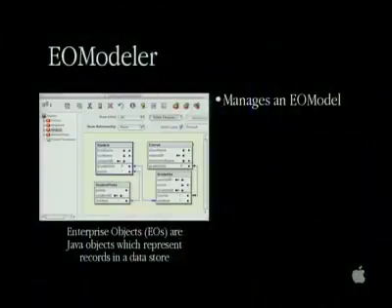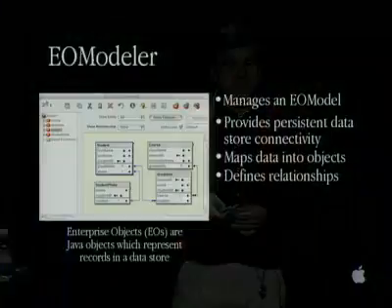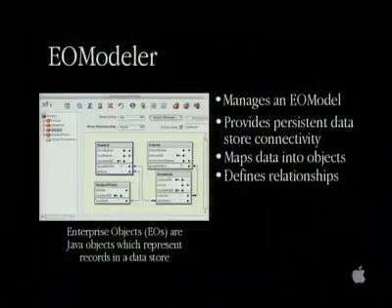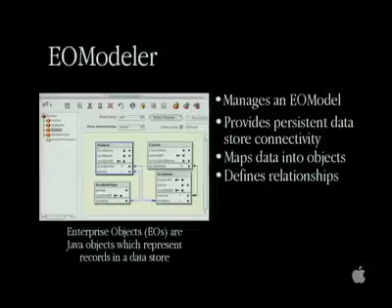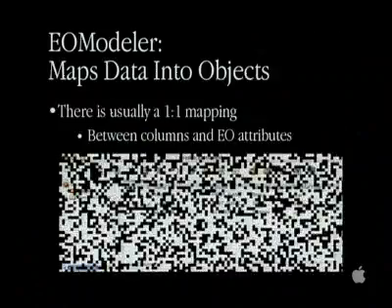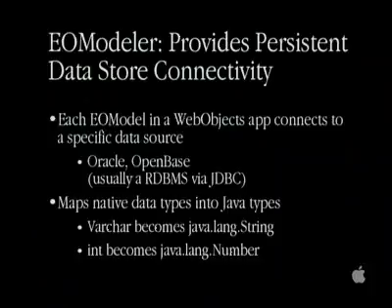So first, EO Modeler, what is it used for? It manages an EO model. Enterprise objects, EOs for short, are Java objects which represent records in a database. EO Modeler manages the EO model, which is the mapping between the database, which is not object-oriented, and your Java application, which is, hopefully. It provides persistent data store connectivity. It maps this data, as I said, and it also defines relationships. EO Modeler provides persistent data store connectivity.